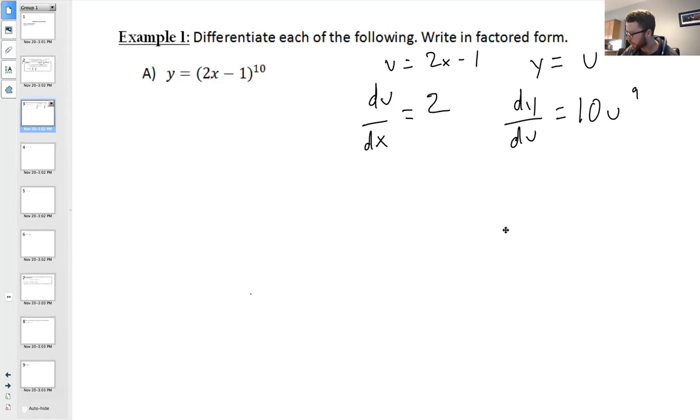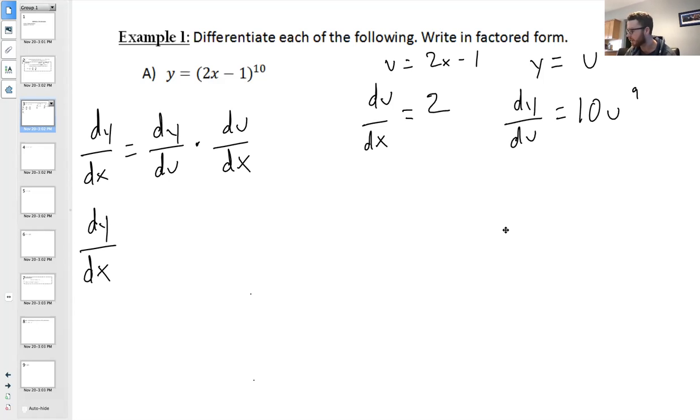As per the chain rule, dy over dx is equal to the derivative of y with respect to u multiplied by the derivative of u with respect to x. Lucky for us, we've already found the derivative of u with respect to x, and the derivative of y with respect to u. So now we can just multiply those two terms together. The derivative of y with respect to x is equal to 2 multiplied by 10u to the 9.